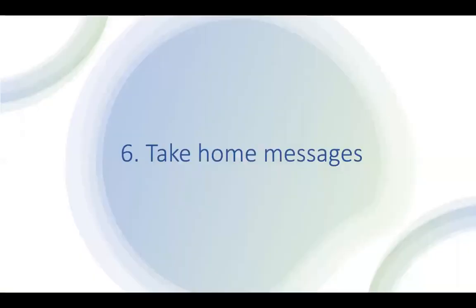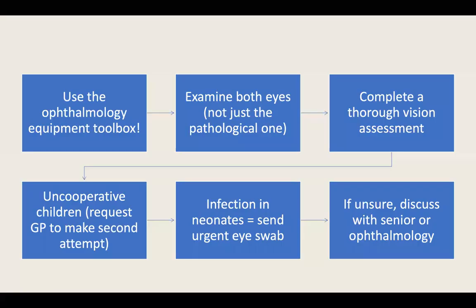So what are the take-home messages? Use the ophthalmology equipment toolbox, which should include everything that you need to perform a thorough eye assessment. Examine both eyes, not just the pathological one. Complete a thorough vision assessment. With uncooperative children, you should ask the GP to make a second attempt. When you have infection in neonates, send an urgent eye swab. And if you are ever unsure, discuss with a senior or ophthalmology.